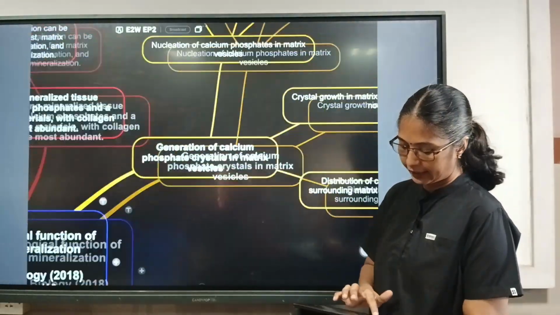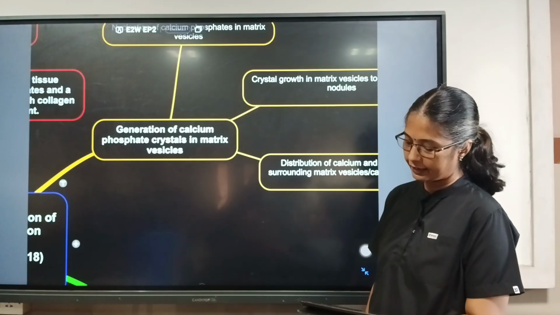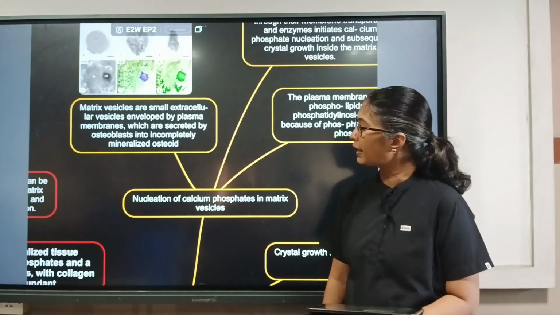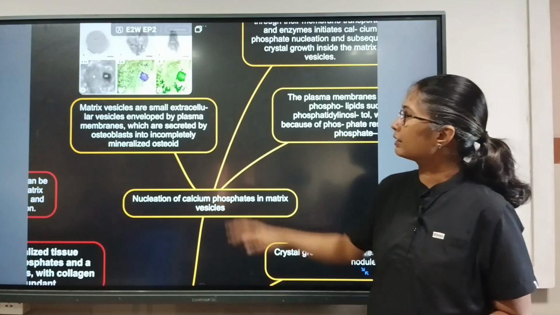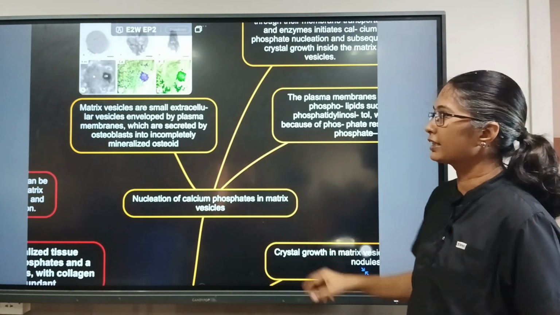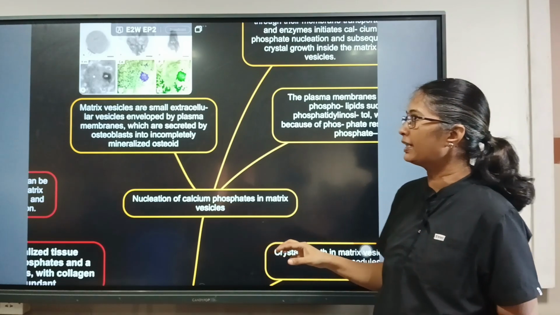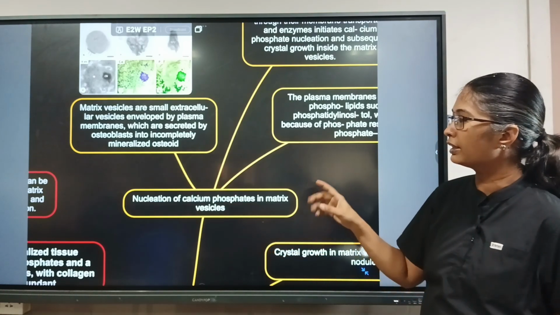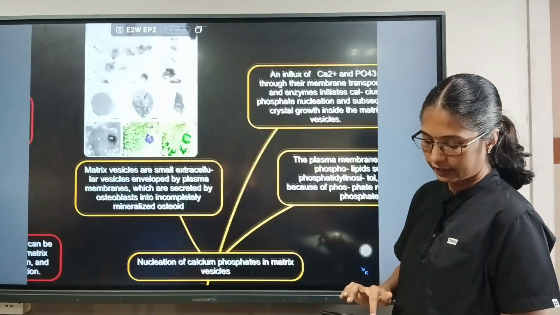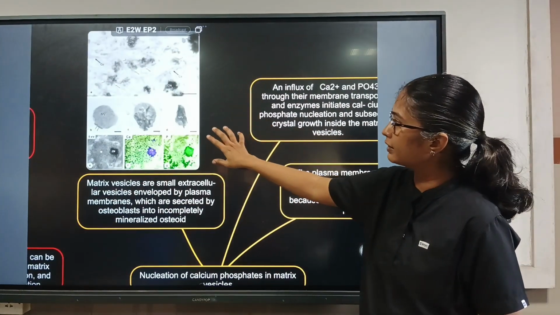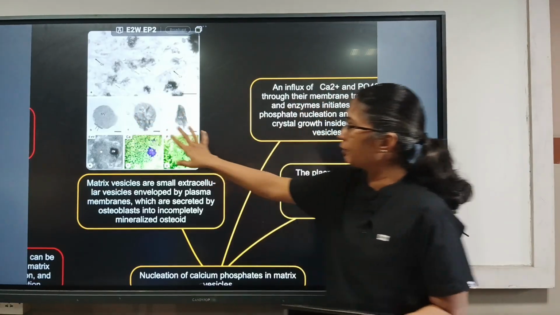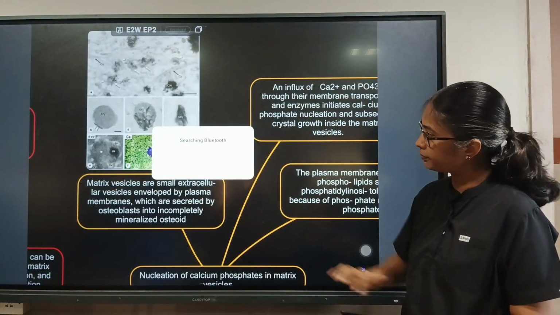Now we talk about generation of calcium phosphate crystals in the matrix vesicles. Nucleation of calcium phosphates in matrix vesicles. Matrix vesicles, as we already discussed, are small extracellular vesicles enveloped by plasma membranes, which are secreted by the osteoblast into incompletely mineralized osteoid. I will show the picture later. These are the matrix vesicles, in these images of the matrix vesicles.